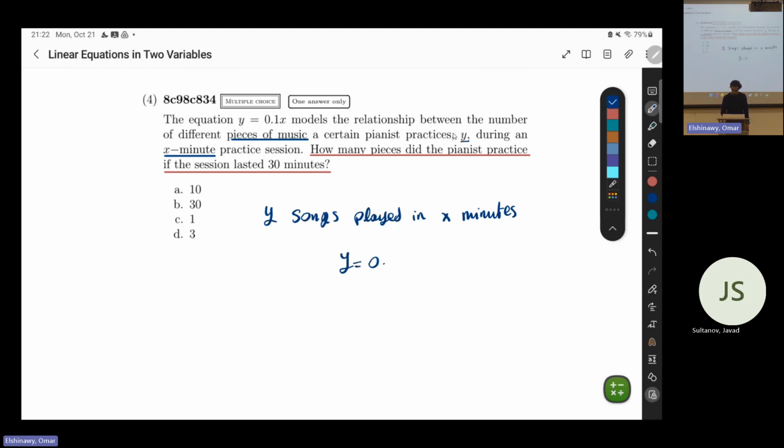Would someone like to help me do this problem? 0.1 times 30. The number of songs played in 30 minutes is 0.1 times 30. Does everyone here agree with me on this?